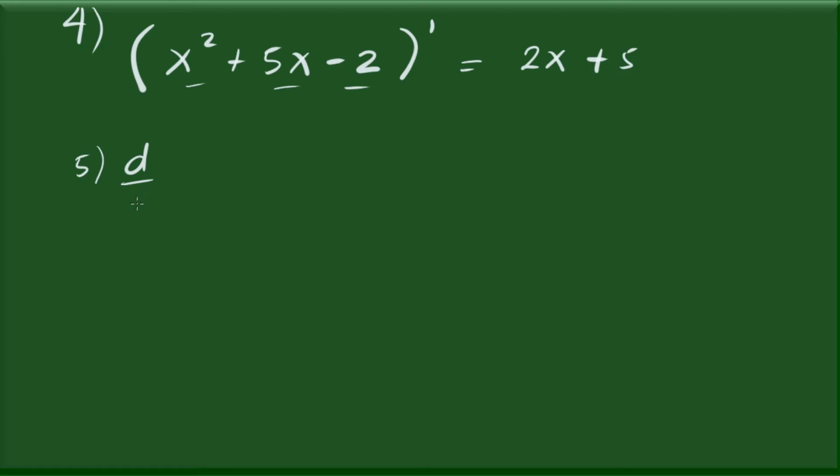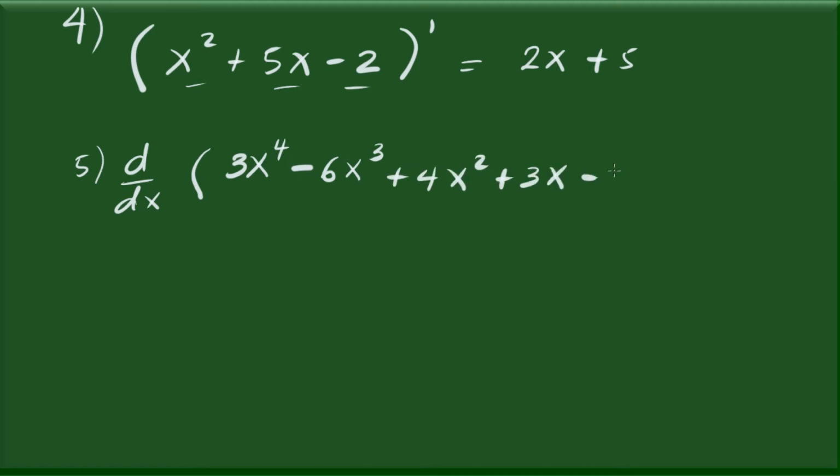What about, go ahead and find the derivative of 3x to the 4th minus 6x cubed plus 4x squared plus 3x minus 5.